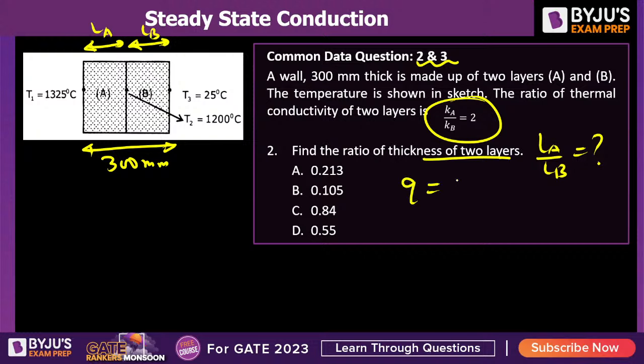We can say Q is equal to Ka delta T by L, which remains constant. The heat transfer rate will be constant. Very nice, Bhavya, Sachin, Piyush, good. Shubham, well done guys.